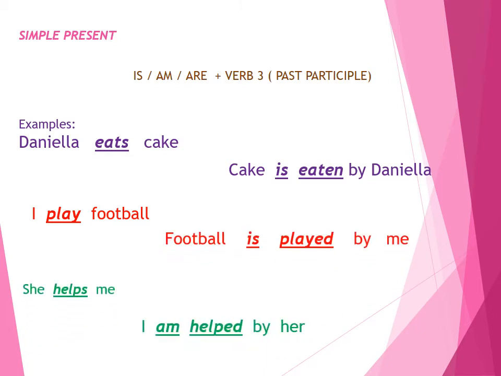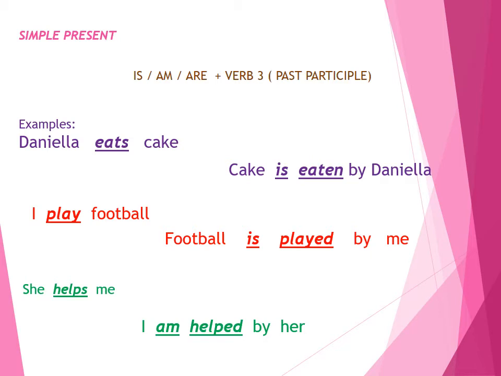Now let's practice how to change active voice into passive voice. The first one is in simple present tense. In simple present tense, remember that we have to be is, am, are, and the pattern of passive voice is subject plus to be plus verb 3 or past participle. And here we have simple present tense.